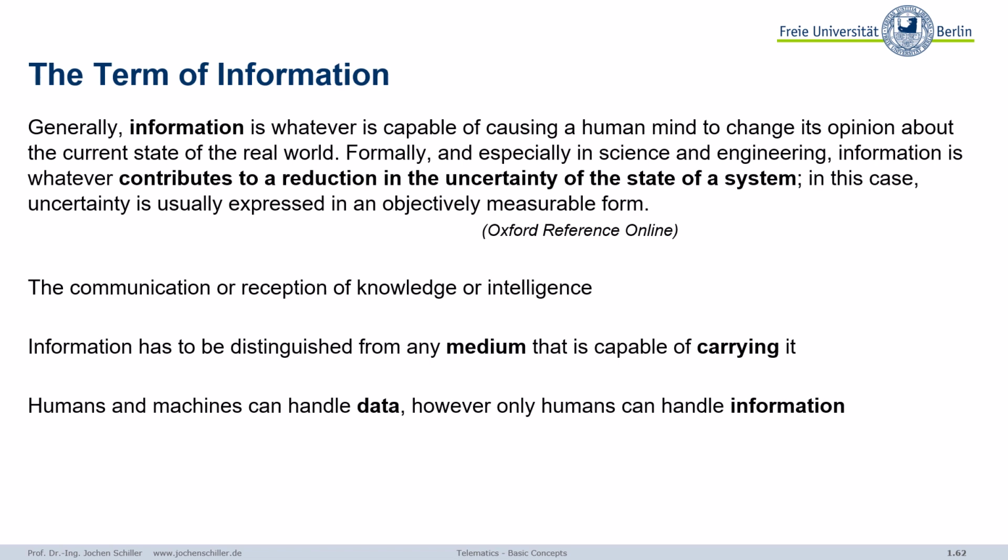Information is basically something for humans to handle. Machines and humans can also handle data. We can write something without knowing what it means. Machines don't know what it means and they simply process data. So that's data. But for the classical definition, only humans can handle information.